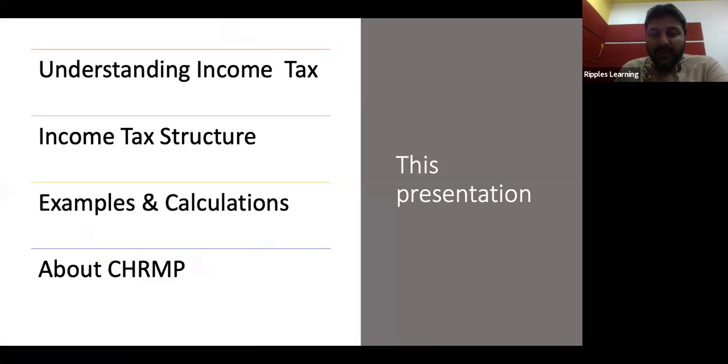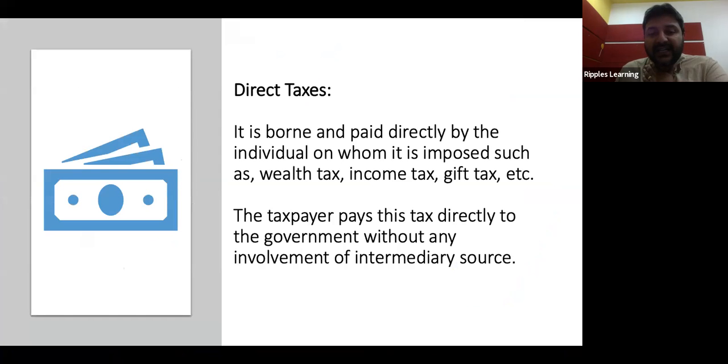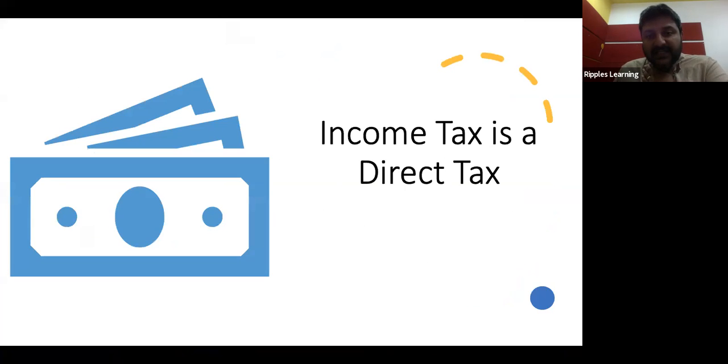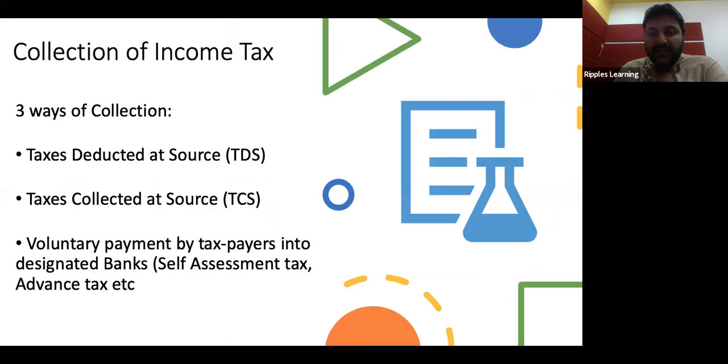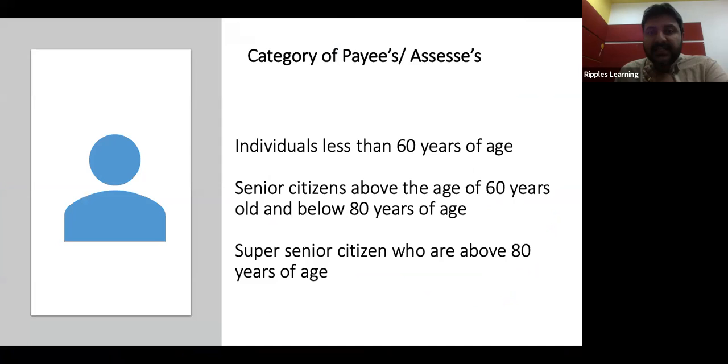We talked about structures. We started with understanding income tax, where we understood direct and indirect taxes. We understood that income tax is a direct tax. We understood that TDS, TCS, and voluntary payment in the form of self-assessment and advance tax is possible. We understood HUF, body of individuals, local authority, corporate firms, association of persons, etc., who pay those taxes. We understood that income tax is primarily paid in three categories of people: less than 60 years, 60 to 80 years as senior citizens, and 80 and above as super senior citizens.